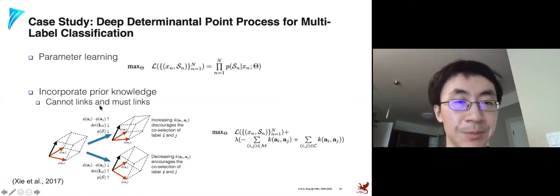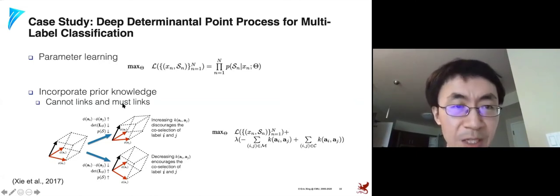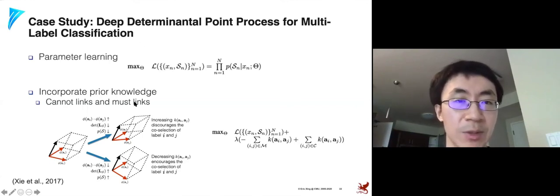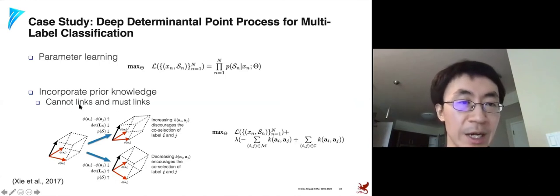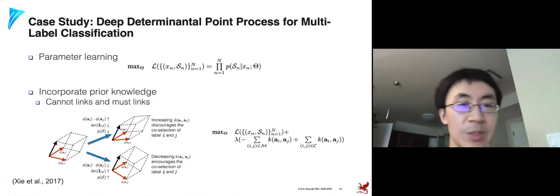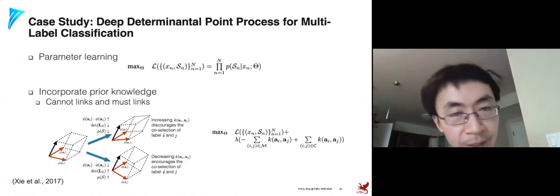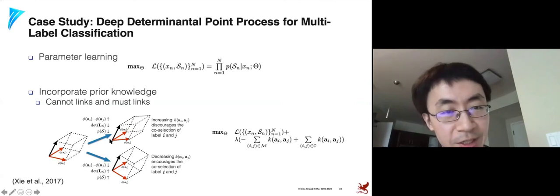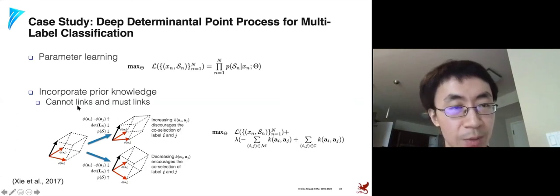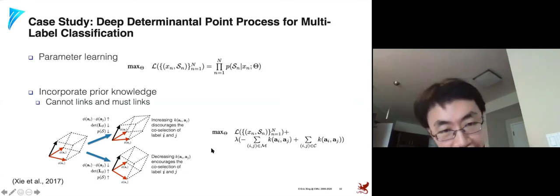And in the model, if two labels have a must link, we want to encourage them to be simultaneously assigned to the image. If they have a cannot link, we want to discourage them from being simultaneously assigned to the image. And under the conditional DPP model, how can we manipulate this DPP to achieve this goal? Basically, how do we incorporate these cannot and must links into the model?